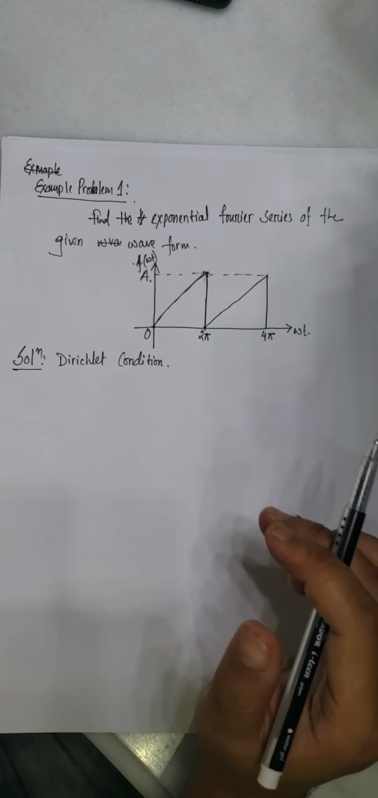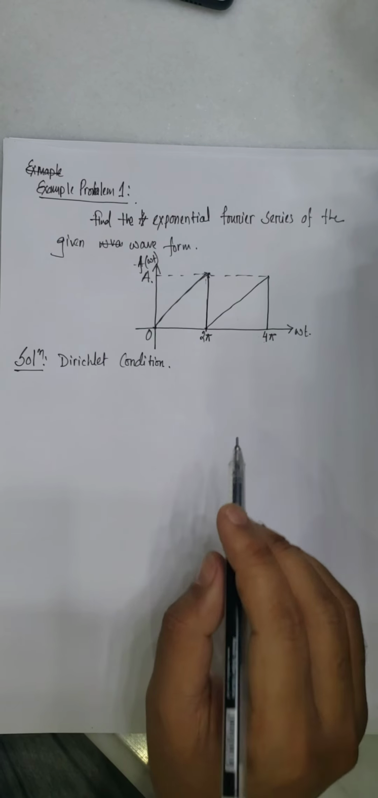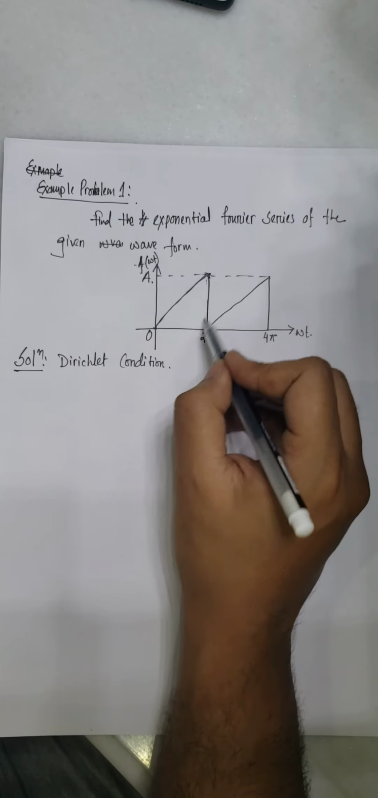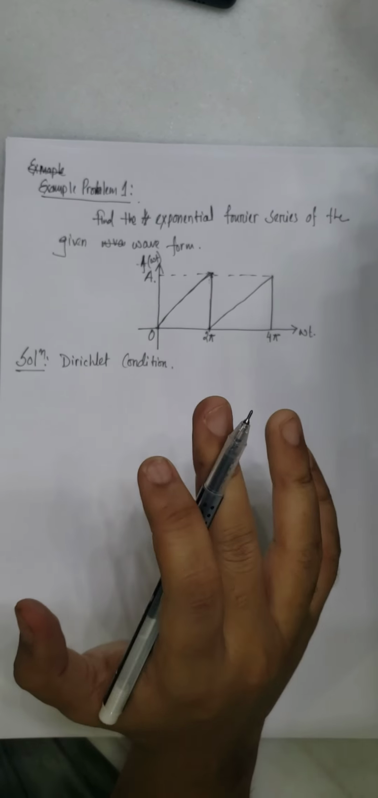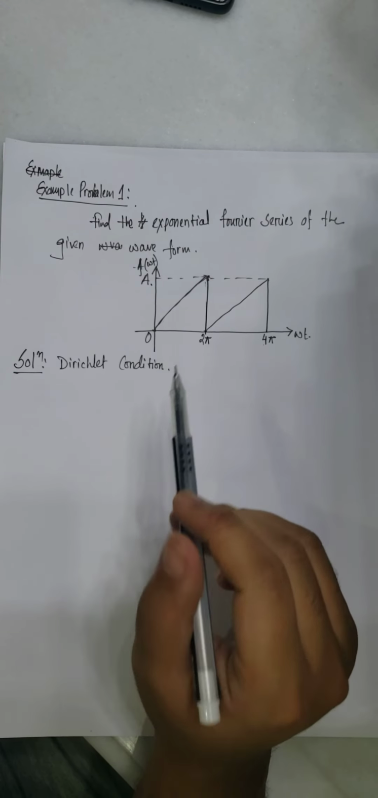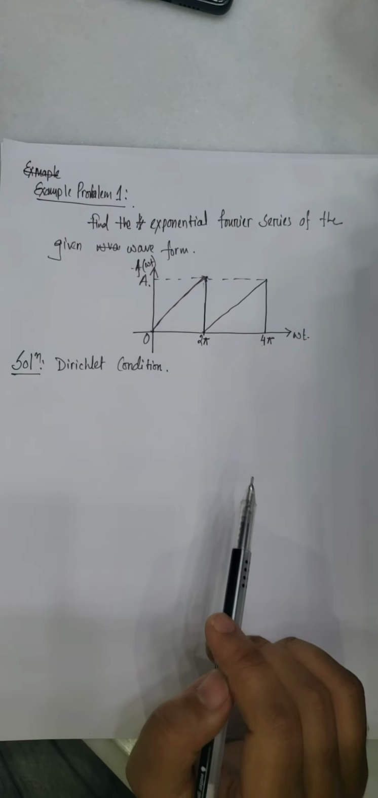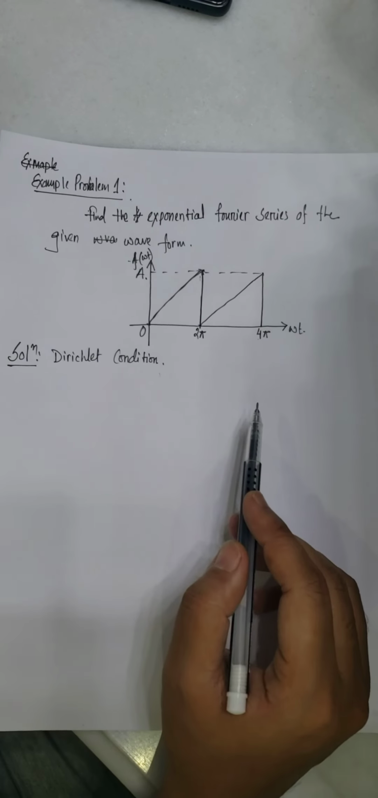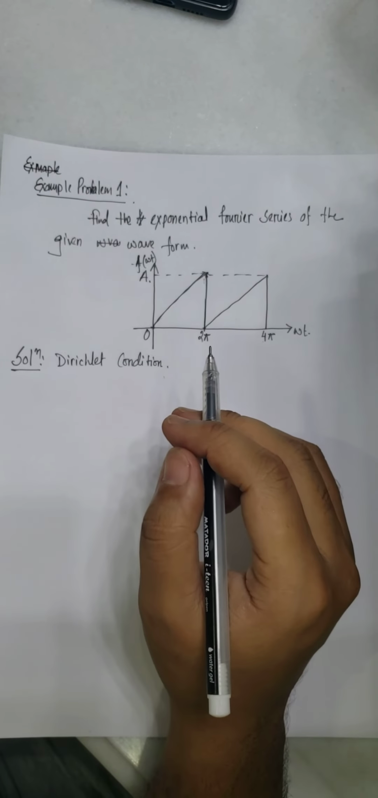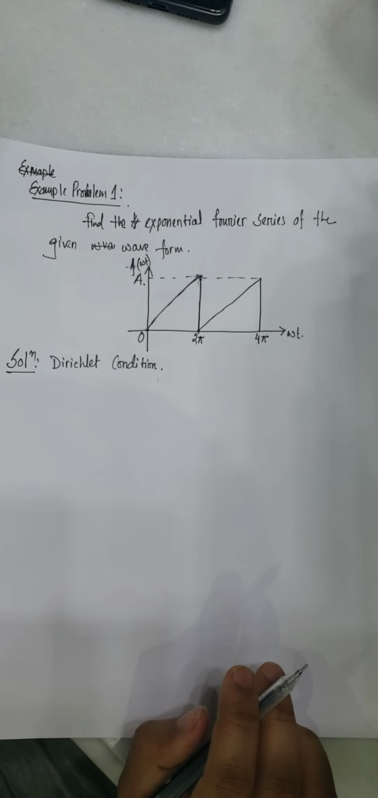The third condition is that the signal must be absolutely integrable. That means if we take the area under this triangle, it will always be a finite value. A triangle cannot have an infinite area, since it is an enclosed surface. So all the Dirichlet conditions are fulfilled, and we can proceed forward in order to find out the Fourier series expansion.